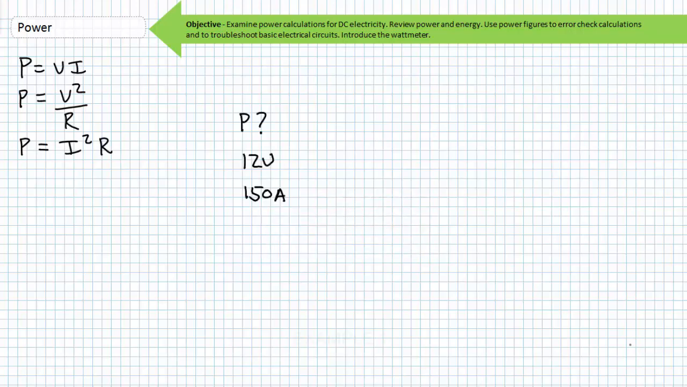Hint, hint. Example 1. What is the power supplied by a 12-volt battery when it draws 150 amps of current to start a car? Power is equal to voltage times current.